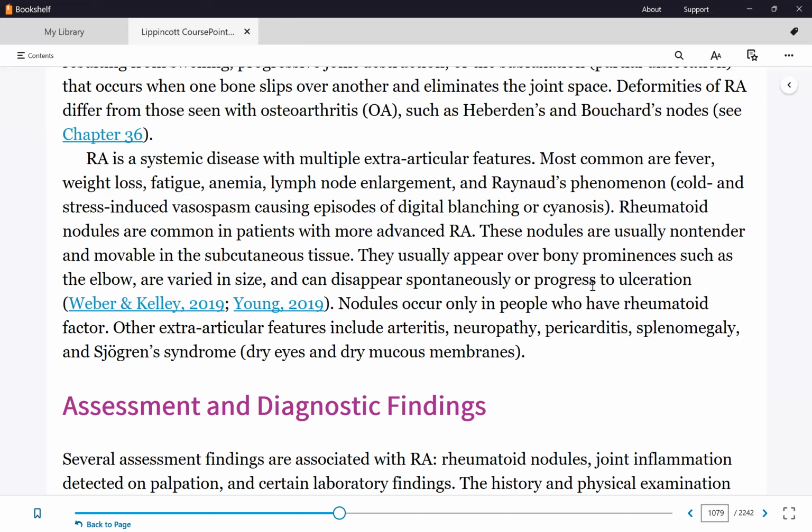We'll discuss that under module 8. Splenomegaly, and Sjogren's syndrome: dry eyes, dry mucous membranes, and I mean all mucous membranes, including the vagina and the rectum, will be dry, resulting in painful intercourse, okay, painful everything.